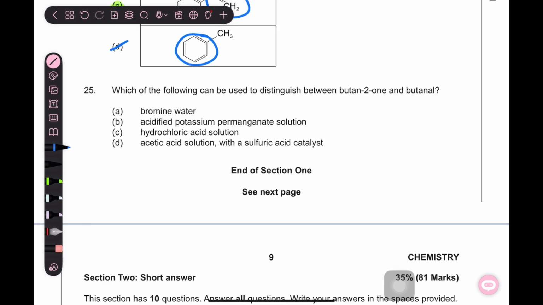Okay, so this question asks us to differentiate between two compounds, a ketone, butane-2-one, and then butanal, which is an aldehyde. So the end of butane-2-one will look like this. And then the end of butanal will look like this.